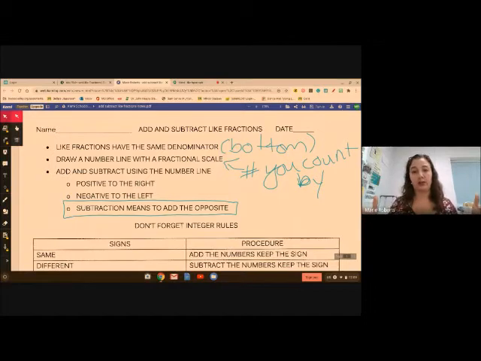We're used to counting by ones. Nobody said we have to count by ones all the time. We're going to count by fractions this time. We're going to add and subtract using the number line. Remember, positive is to the right, negative is to the left. And subtraction means adding the opposite. Subtraction's adding the opposite. Don't forget it.